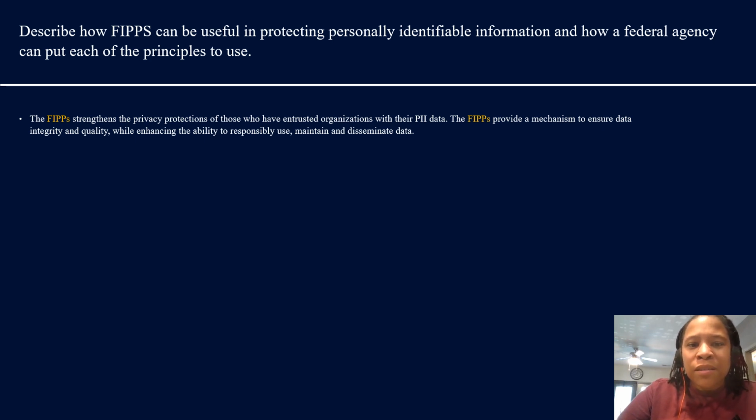The FIPPS strengthens the privacy protection of those who have entrusted organizations with their PII data. The FIPPS provide a mechanism to ensure data integrity and quality while enhancing the ability to responsibly use, maintain, and disseminate data. This is the reason why it is important that FIPPS is used in organizations that handle various types of data today.